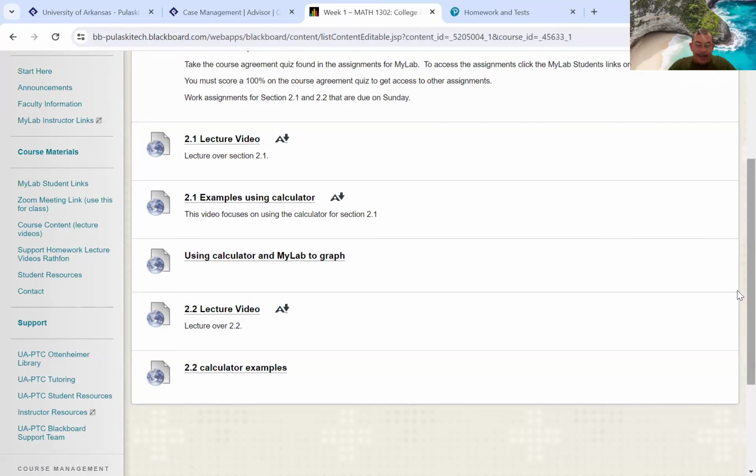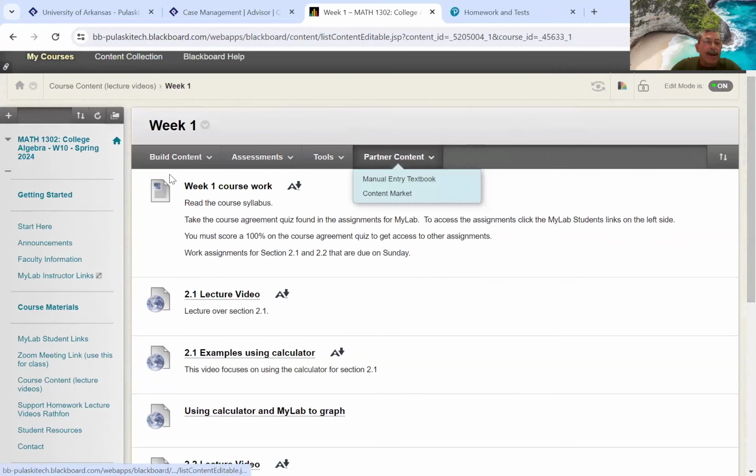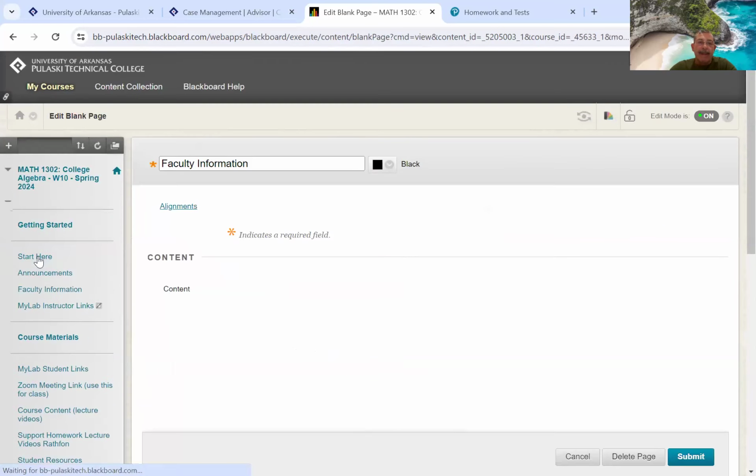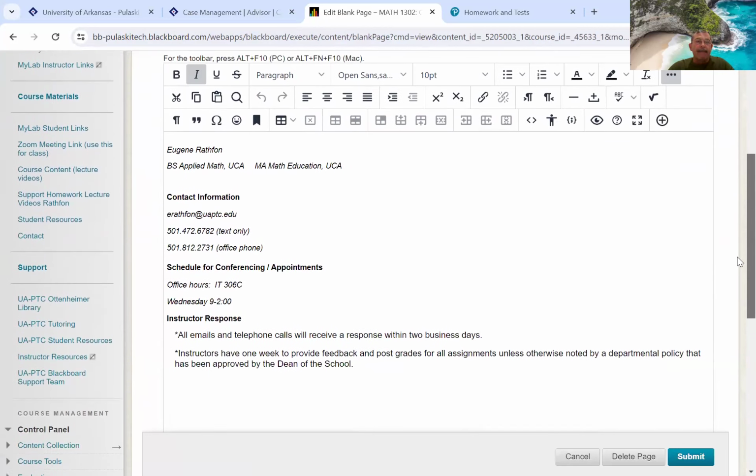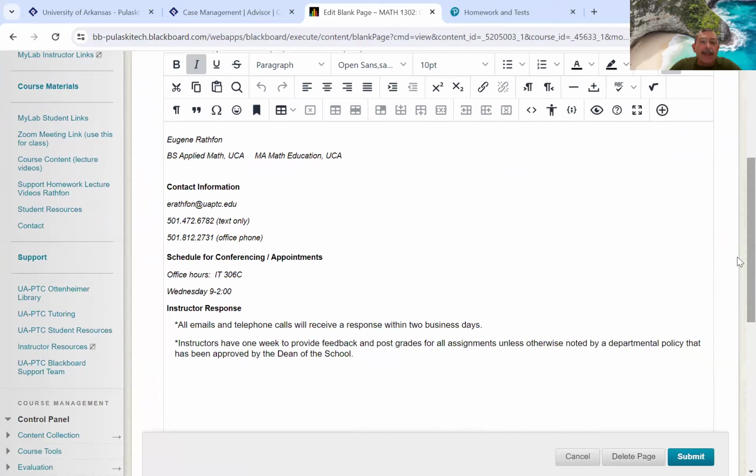Also, y'all, on the left side of this screen here, if you ever need to get a hold of me, click on the faculty information. And let me scroll down just a little bit. And that'll give you my email. And then if you need to get a hold of me urgent, you can text me. Okay. Also got my office phone there, but notice I'm only in the office on Wednesday from 9 to 2. So if you need to get a hold of me urgently, I would do the text only, okay?